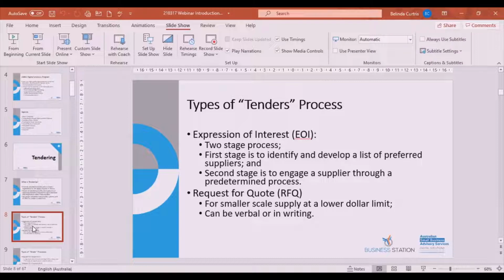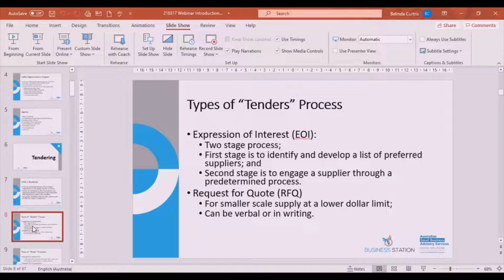In terms of the tender process, there's some terminology that you're going to come across. Expression of interest, generally a two-stage process. The first stage is about identifying a preferred supplier list and pre-qualifying those suppliers that need to meet a certain criteria. Once that's determined, then the second stage is to actually engage a supplier for the supply of those goods or services through the predetermined process, with the tender process.